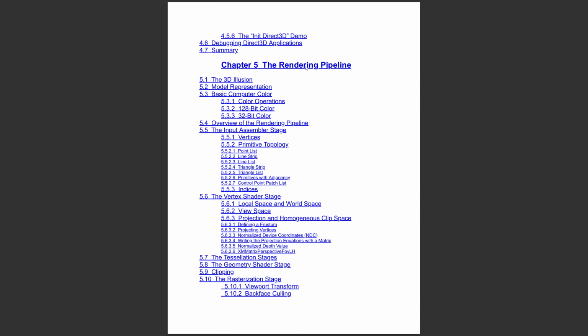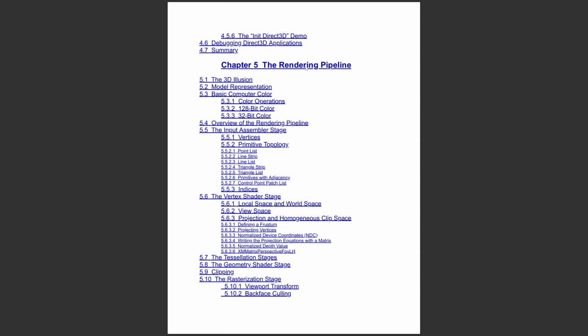We will talk about the normalized device coordinates and writing the projection equations with a matrix. So we'll be bringing in that matrix mathematics that we described in part 1. We'll be bringing that in, and then we talk about normalized depth value, as well as finally our first matrix, which is an important combined or compound matrix, the perspective FOV left-handed matrix.